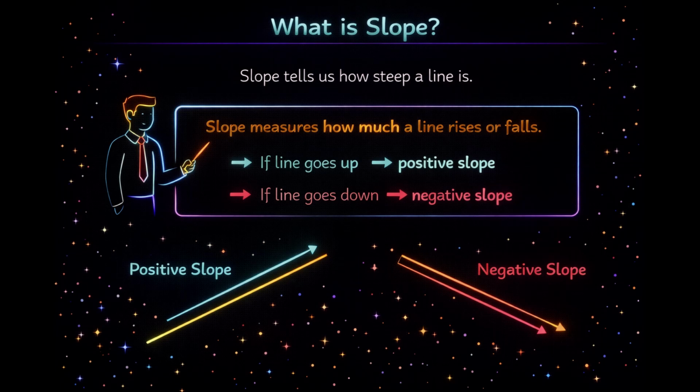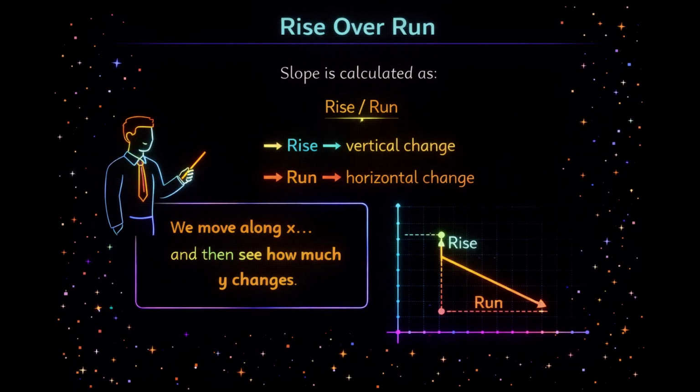Slope tells us how steep a line is. Slope measures how much a line rises or falls. If a line goes up, it is a positive slope. If the line goes down, it is a negative slope. Slope is calculated as rise divided by run. We call it rise over run.